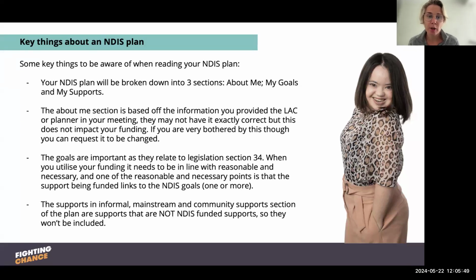Your NDIS plan will be broken down into 3 sections: about me, my goals, and my supports. The About Me section is based off the information you provided the LAC. Of course, the bottom section will be the funded supports, but I will just start by talking about the top bit. The About Me section is based off the information you provided the LAC or planner in your meeting. A lot of people say that when it comes back, they go, oh, but that's not exactly what I said. Don't worry. If it's really bothering you or your loved one, you can ask them to change it, but it doesn't impact your funding. So you don't need to worry so much about it. But if it is really getting to you, you can ask for it to be adjusted, and they should be able to do that fairly easily.